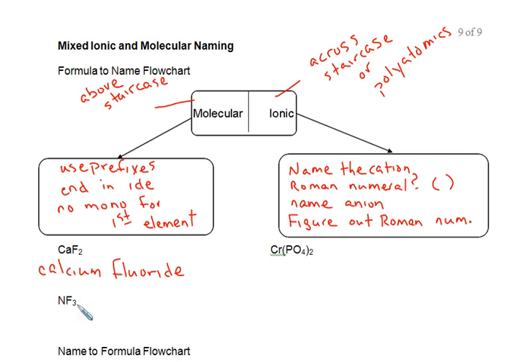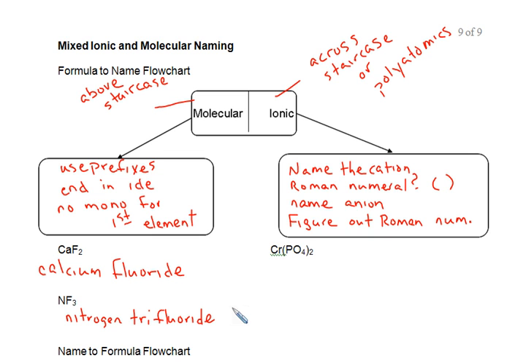All right, NF3. We have to decide if it's molecular or ionic. N and F are both nonmetals. They're above the staircase, so I'm going to use the molecular system. So N is nitrogen. I have 3 fluorides, so I use the prefix tri, and then I finish up with fluoride.